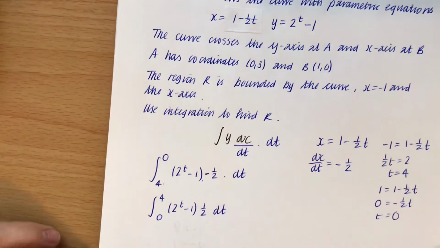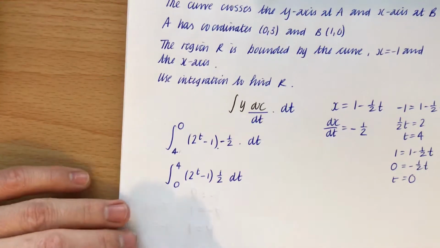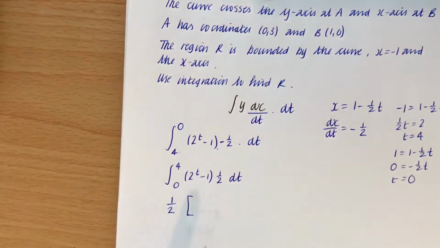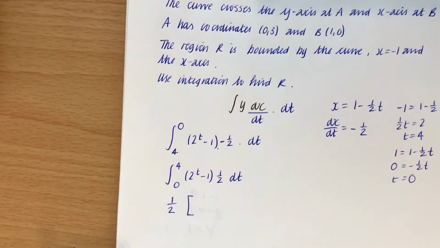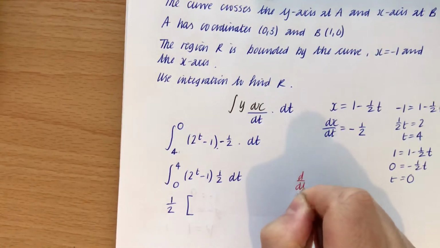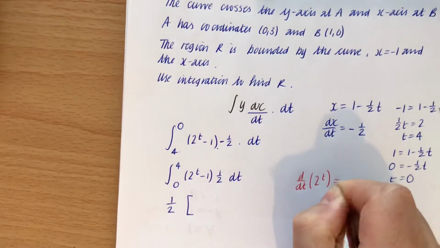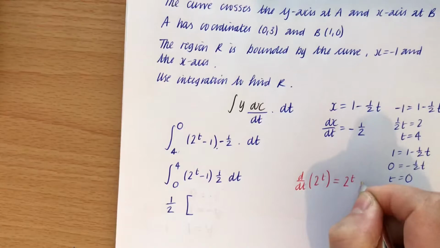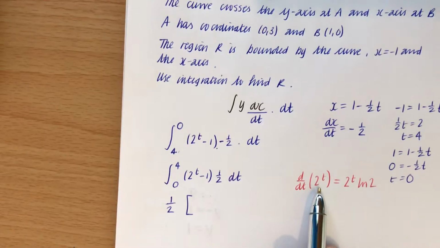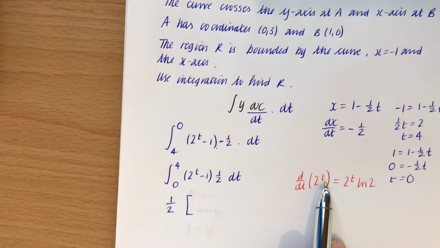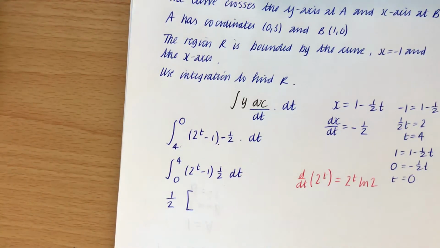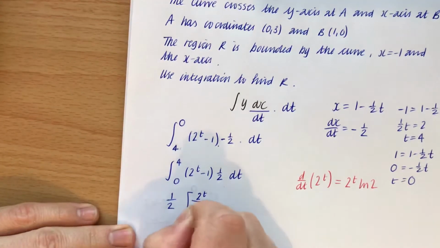Now I'm going to take the half out as well, and then I'm going to integrate. So half comes out, square brackets, and now we're going to integrate 2 to the t. So I'm thinking to myself, how would I differentiate 2 to the t? What is d dt of 2 to the t? Well, that would be 2 to the t log 2. That is how we differentiate 2 to the t. So the integral will be, rather than timesing by log 2, we're going to divide by log 2. So that's 2 to the t over log 2.